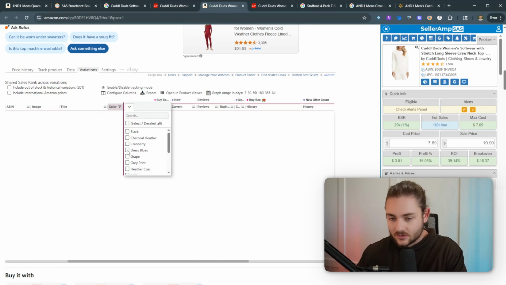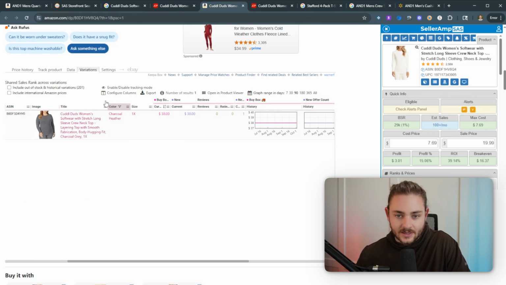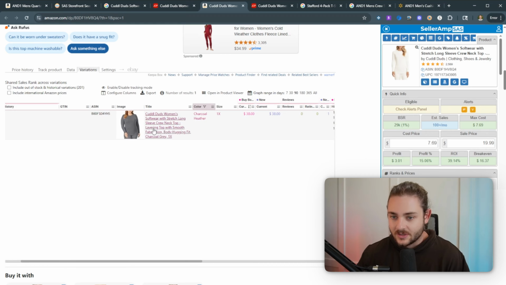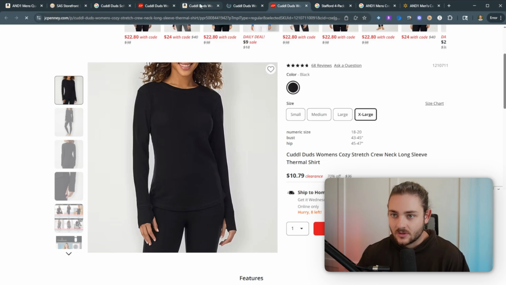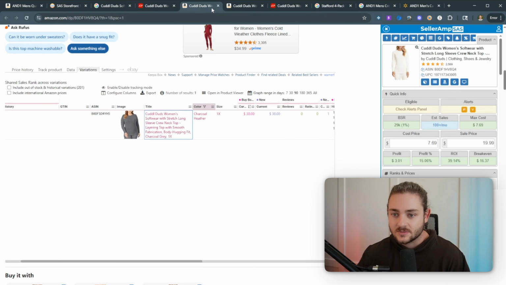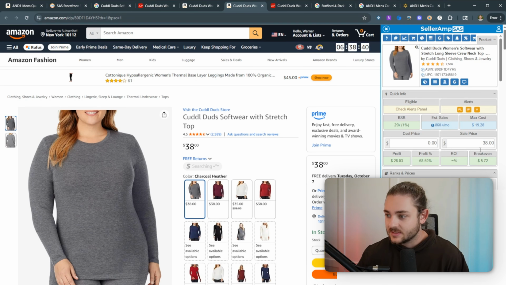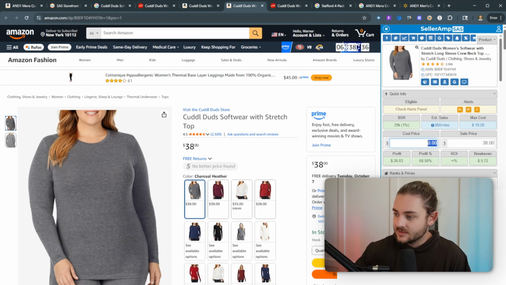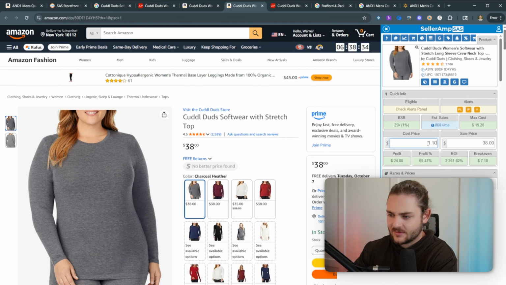You'll notice I'm able to turn off all the colors and then toggle on charcoal here. And this one's actually a little bit interesting. So I can see this is a 1X, so that'd be like an extra large on this one right here. So charcoal heather extra large. We do actually have that in stock as well. So let's go ahead and see here. This is a $38 item. We're buying these for, let's just call it $11.50. I think it was like $11.30 or something like that. So this is actually going to be a $14 profit per sale on this item.